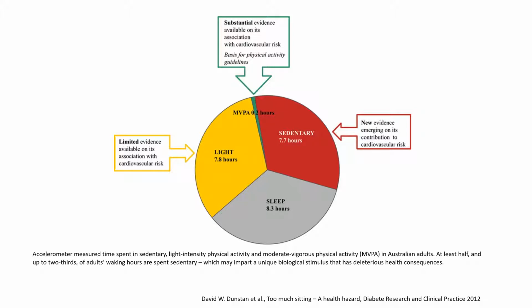This slide is related to a study that has been done in Australia, and they measured the activity level of adult Australian people during the day by accelerometer. So you can see that most of the day, about 2/3 of the day, the people are either in a sedentary condition or they are doing very light activities. And only 0.2 hours per day they may do moderate to vigorous physical activity.